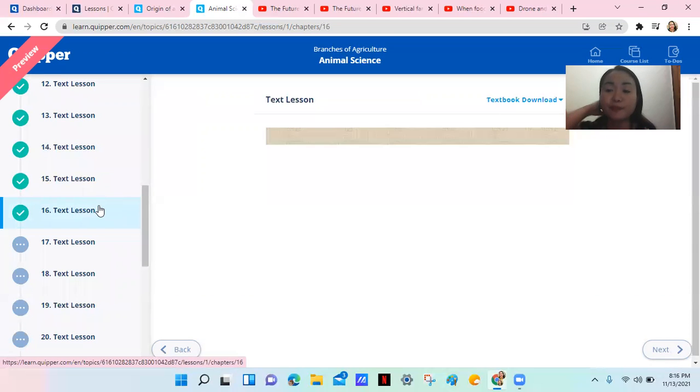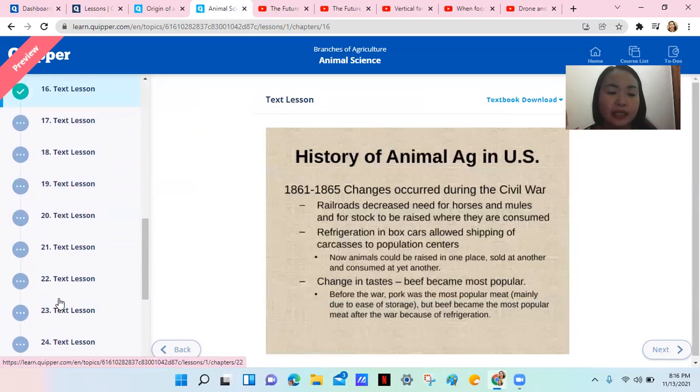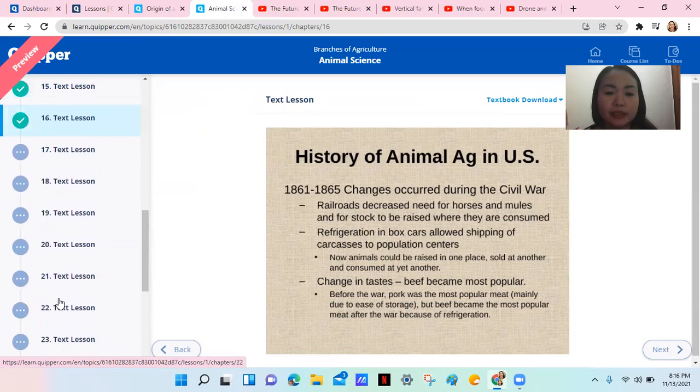So we don't have much data for the Philippines and other countries. So the US has enough data for that. So let's just have a look. So in 1861 to 65, because of the Civil War, railroads decreased, and there was a need for horses and mules for stock to be raised where they are consumed. Refrigeration and boxcars allowed shipping of carcasses to population centers. So now animals could be raised in one place, sold in another, and consumed at yet another.